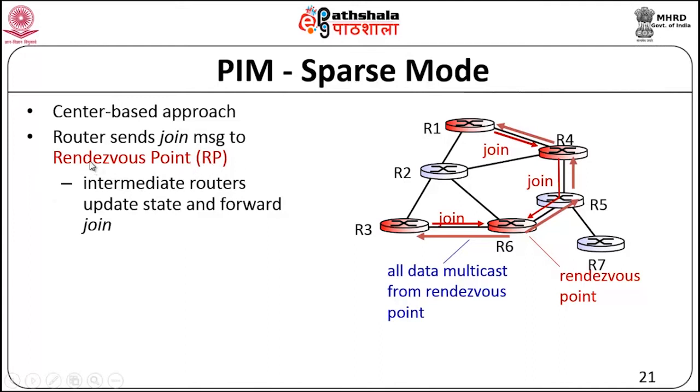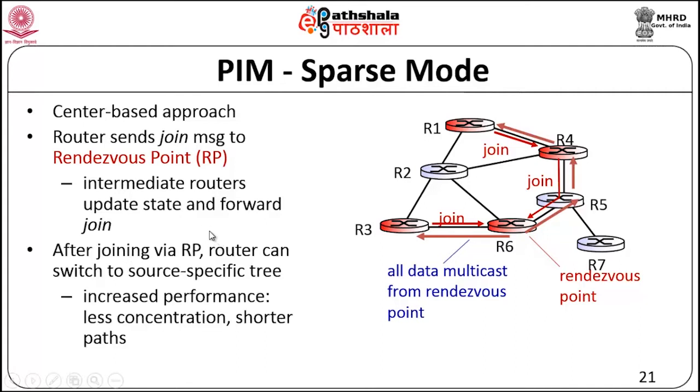So typically what happens in the sparse mode is that the router will send join messages to the rendezvous point, and all the intermediate routers will update the state and forward the join. So they keep forwarding the join until the join reaches the RP. Okay. So after joining via RP, the router can also switch to a source specific tree. So this option is also there in sparse mode. Normally it will work in the shared tree mode, but you can also have a source specific tree mode. We will look shortly at how, in detail, that will happen.